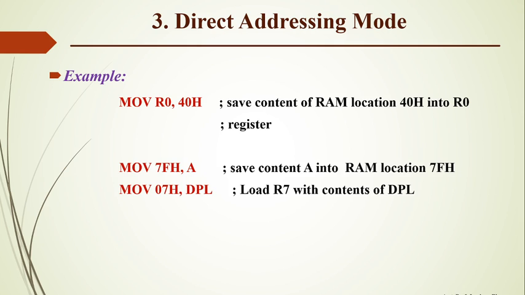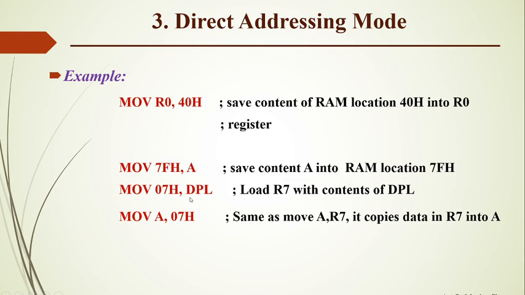Move 07H, DPL. Again here the content of register DPL is loaded to the memory location 07H, and 07H is nothing but R7. So we can write this same instruction as move R7, DPL. Next, move A, 07H. Again this instruction is similar to move A, R7, so it will copy the content of register R7 to the accumulator.